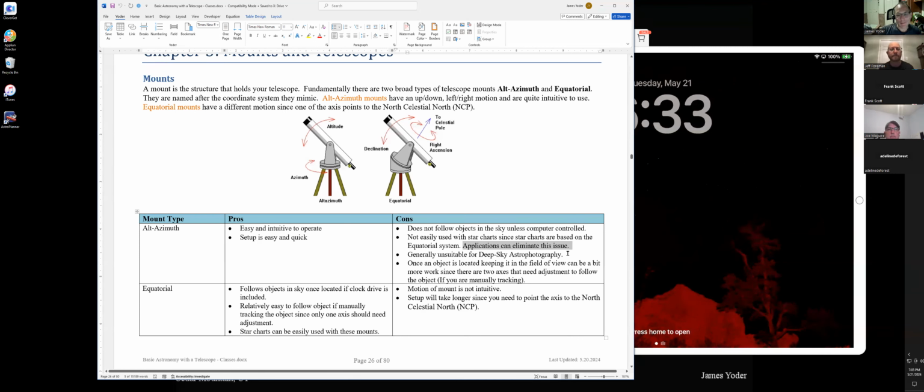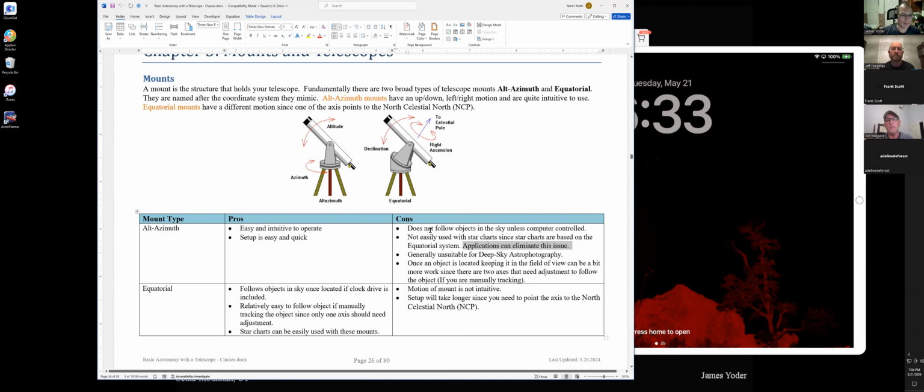Generally, this type of mount is not going to be good for deep sky astrophotography. It may work fine for planetary imaging, but deep sky astrophotography is by far dominated by the equatorial mounts. Although, yeah, I'll just leave it at that. Once the object is located, keeping the field of view can be a bit more work because you have two axes to control if you're manually operating your telescope.